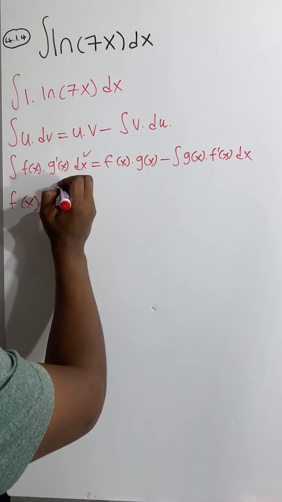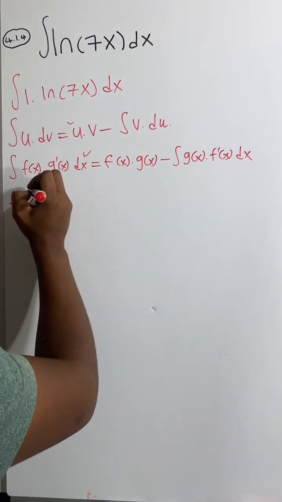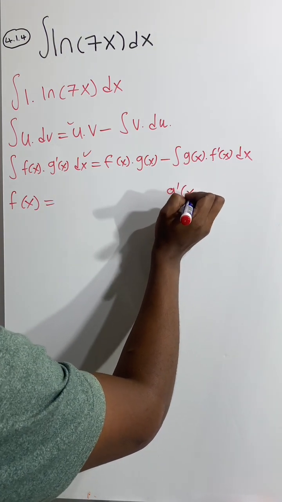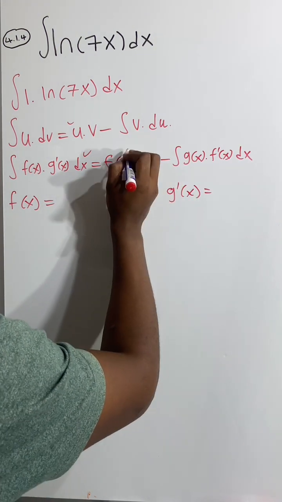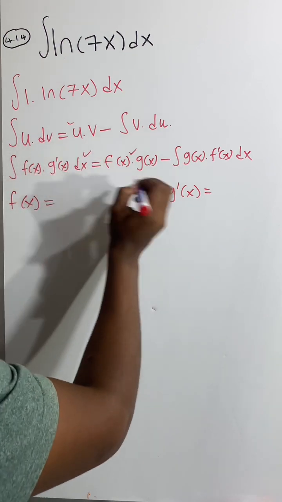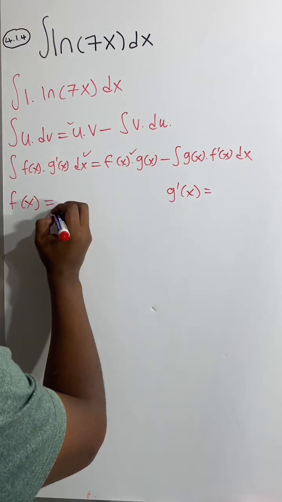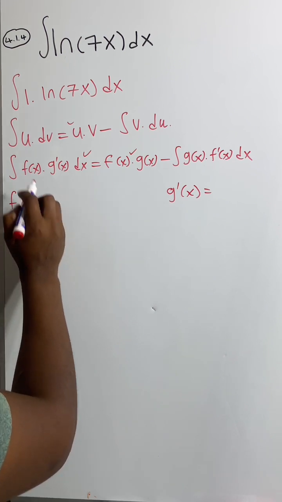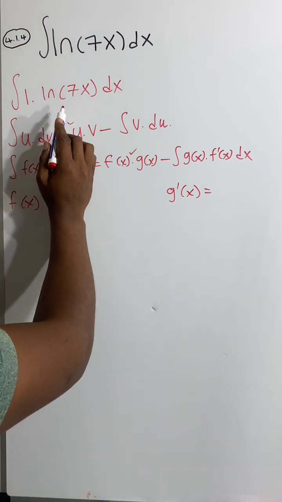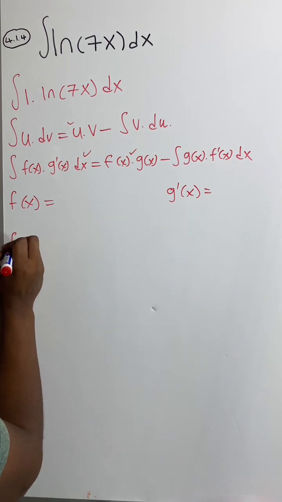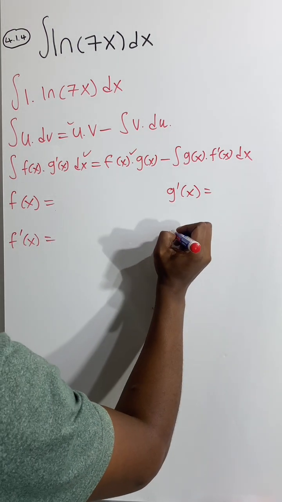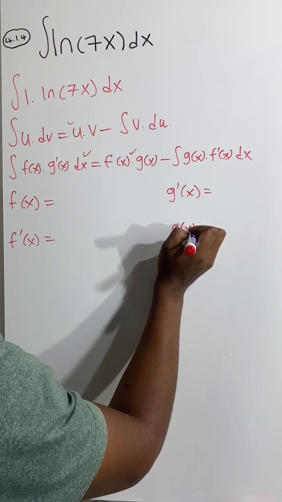We have to determine what our f of x is. If you're using that formula, you'll call it u, and also figure out what our g prime of x is if you're using this formula. But if you're using this formula, it's going to be called dv. So in this case, f of x is between 1 and ln x. So remember that here we will differentiate the f of x, and here we will integrate the g prime of x to get g of x.